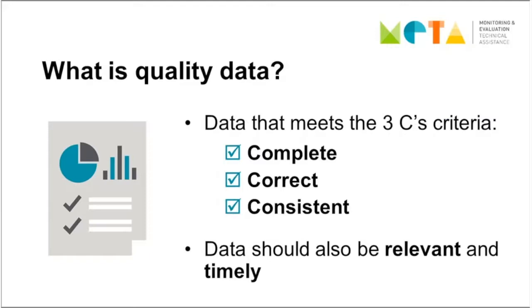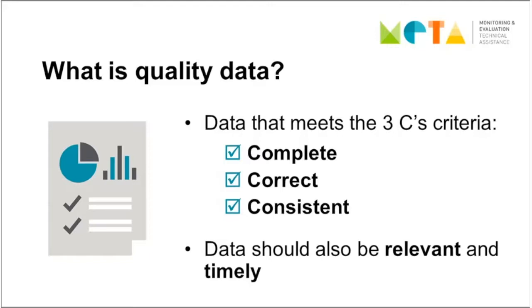It's complete, nothing is missing, there are no dashes or letters where there should be numbers, things like that would indicate incomplete data. And that it's also correct. It actually reflects the reality of the program. It didn't say 500 people attended when only 50 did. And that it is consistent with what we expected.